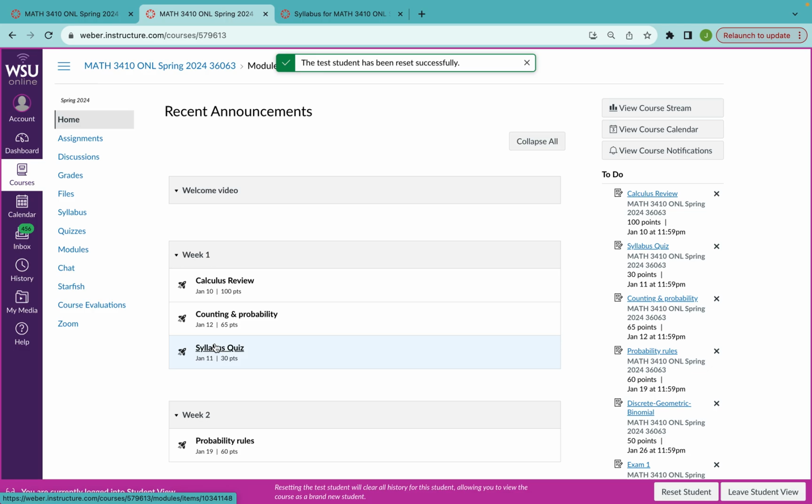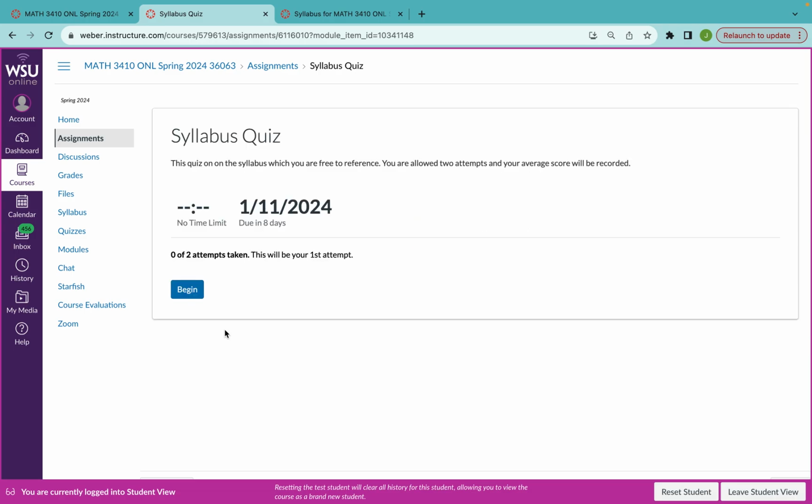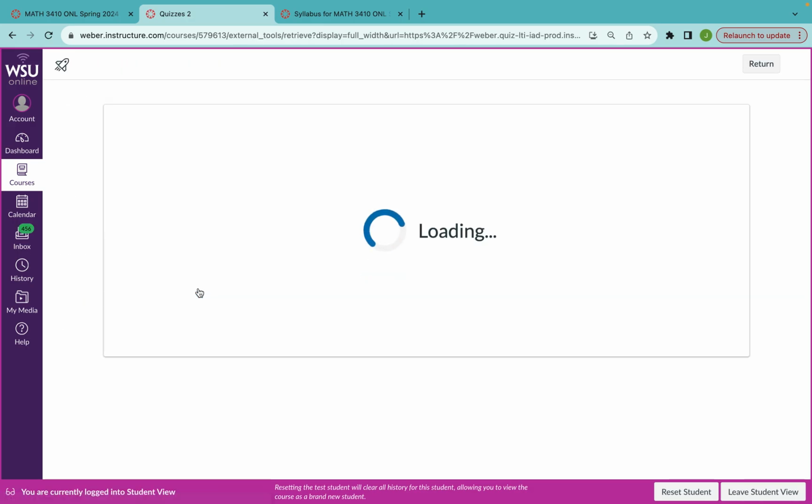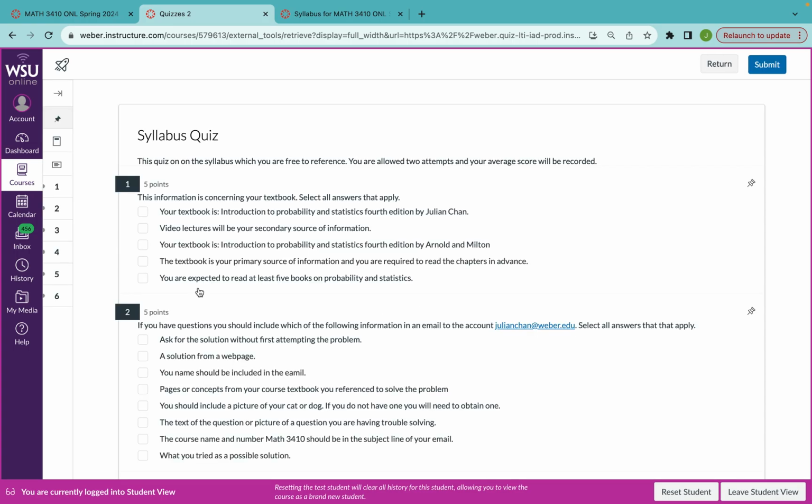And so, for example, in your syllabus quiz, and this is on some of the material we just went over. So let's look at this quiz on your syllabus, and you can have your syllabus open as you take this. So your first question is, this information is corresponding to your textbook. Select all answers that apply.